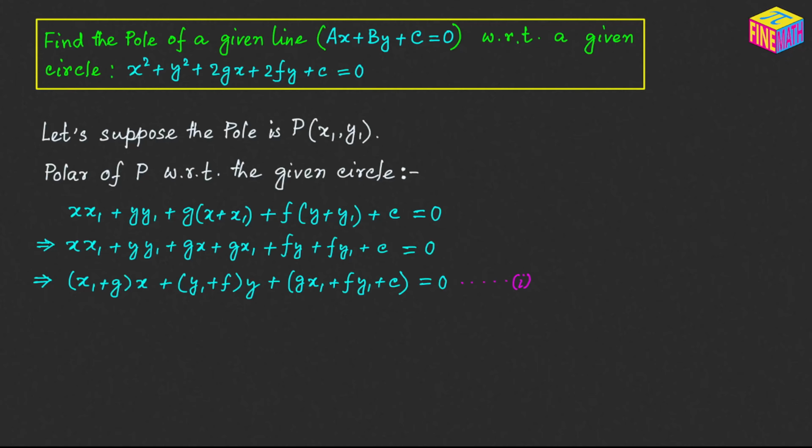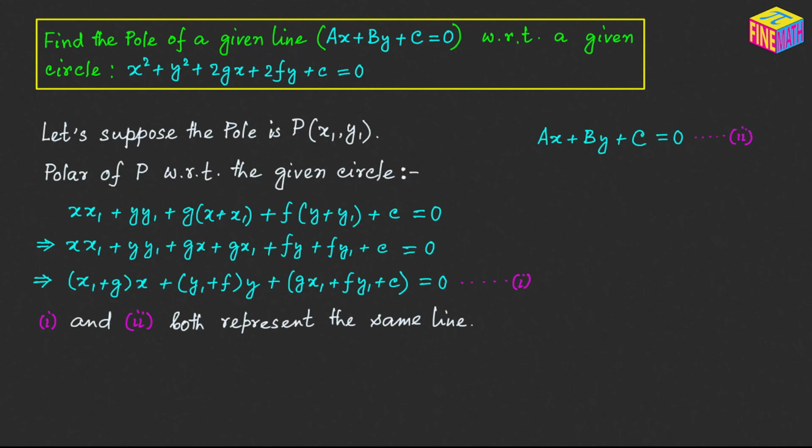And the given equation of the straight line is like this. Let's call it equation number 2. Now these two equations are exactly identical. I mean both of them represent the same straight line. So when two equations represent the same straight line, then we know that the ratio of the coefficients of x will be equal to the ratio of the coefficients of y, and that will also be equal to the ratio of the constant terms. So what would be the ratio of the coefficients of x between these two equations?